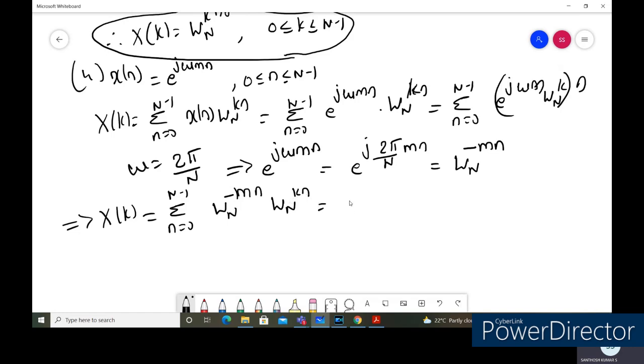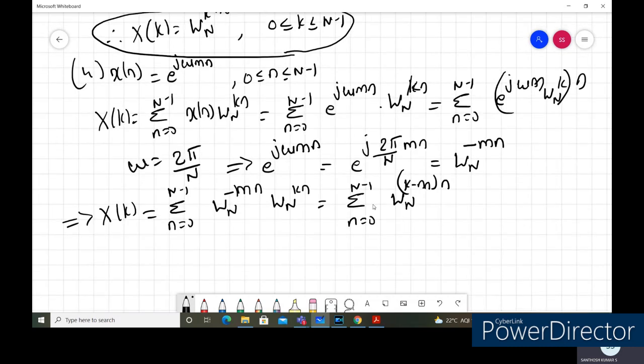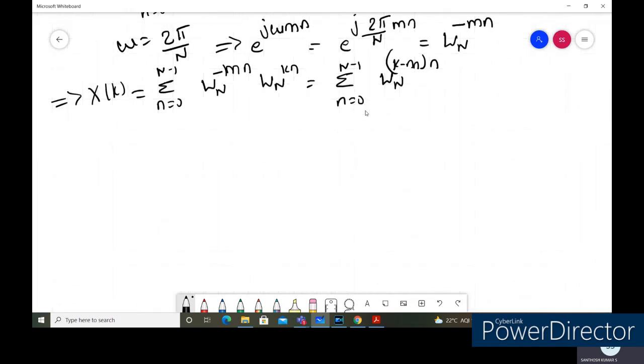So let us take n common among this. It will become summation n equal to 0 to N minus 1 of omega to the power of, if I take n common, k minus m into n. So let us evaluate for the twiddle factor, which has the value omega to the power of k minus m. Similarly, we can evaluate this by applying the sum of finite terms formula.